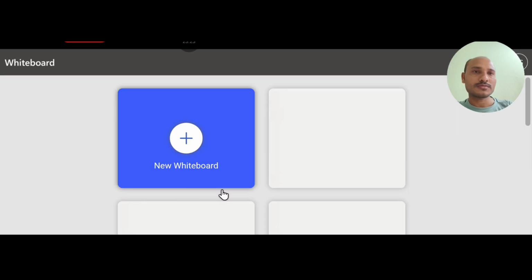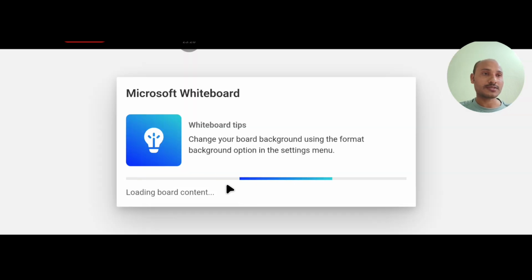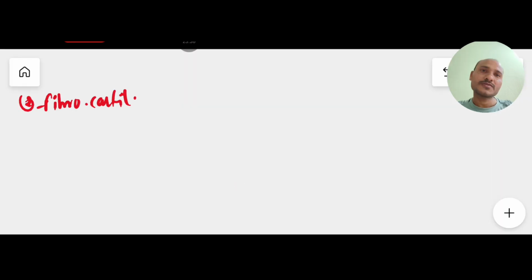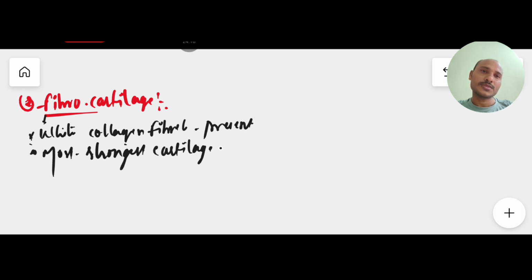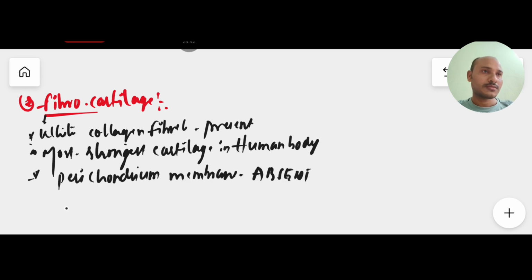Now we will move on to the second most important cartilage, and it is the strongest cartilage. That is fibrocartilage. A feature of this cartilage is that white collagen fibers are present. It is the strongest cartilage in the human body, and the perichondrium membrane is absent. In hyaline cartilage, fibers are absent, but in fibrocartilage, the perichondrial membrane is absent. Hyaline cartilage is the most abundant cartilage in the human body, but fibrocartilage is the strongest cartilage in the human body.